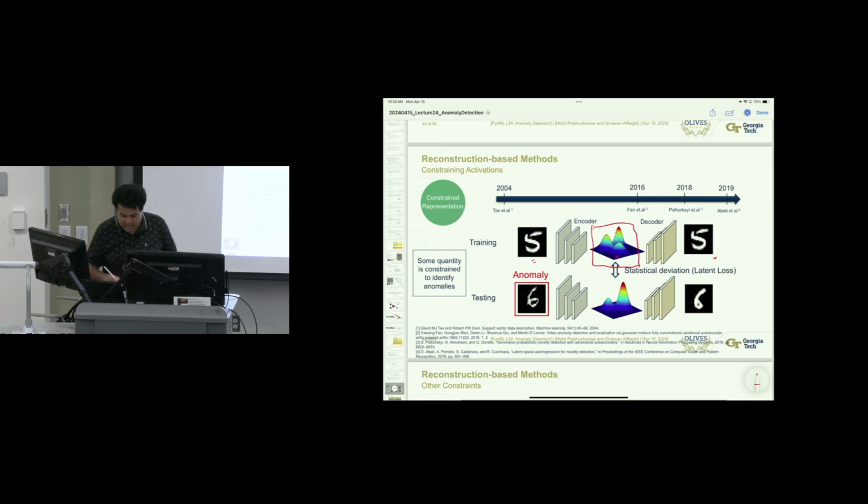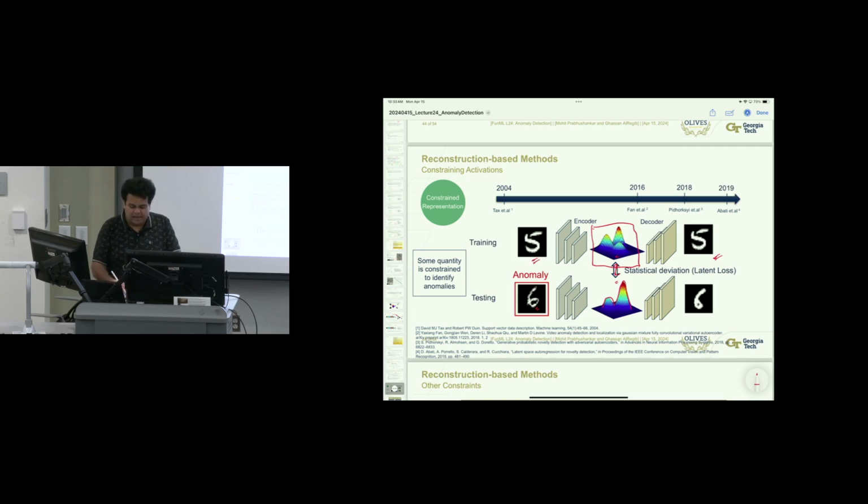But then I'm putting an anomalous 6 image through the trained network. What I notice is that the representation space will only have 2 peaks instead of 3. That means that I can just finish fitting my latent distribution using 2 Gaussians rather than 3 Gaussians, and that would be sufficient. And this tells me that an anomaly now exists. Again, I'm not looking at the error itself. What I'm looking at is the constrained activation that I have created.